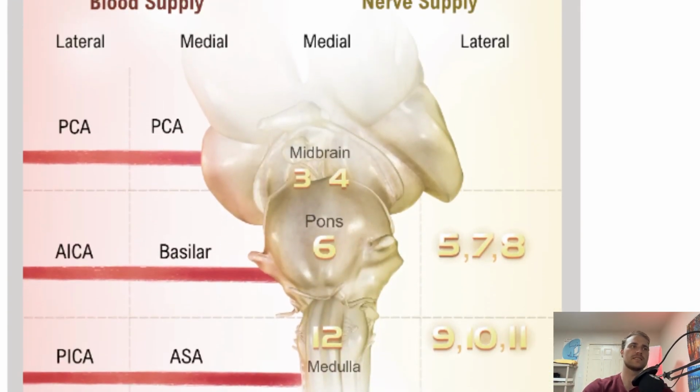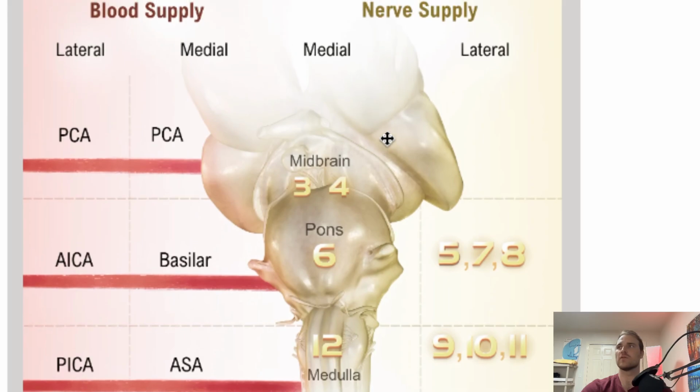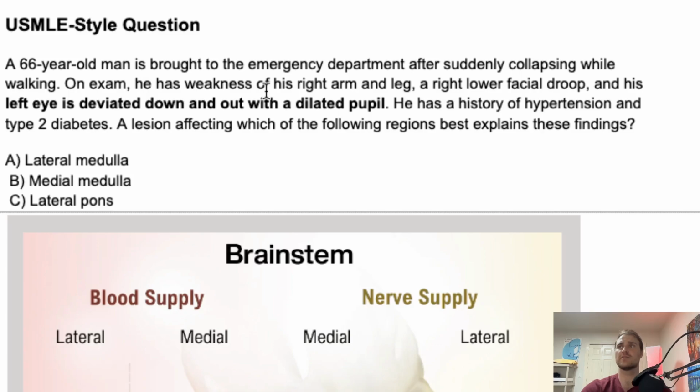Let me just scroll down so you can see this. There we go. Check this out. 3, 4, 6, 12. Okay, so midbrain here, we got some medial stuff, and this is going to be our Weber. So this is going to manifest with contralateral spastic hemiparesis, contralateral hemiparesis of the lower face, and ipsilateral oculomotor palsy. But let's dive in here. Let's explain this so it's super simple.